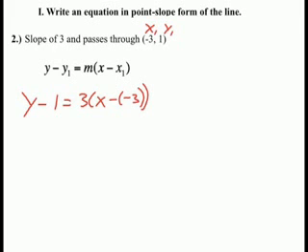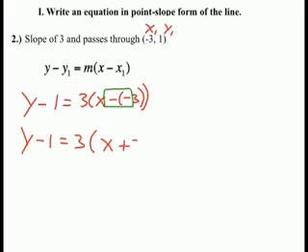Now in the second part, where we have x minus -3, when you subtract a negative, that's the same as adding a positive. So our final equation is y minus 1 equals 3 times the quantity x plus 3. And that is our equation in point-slope form of the line that passes through -3, 1 and has a slope of 3.